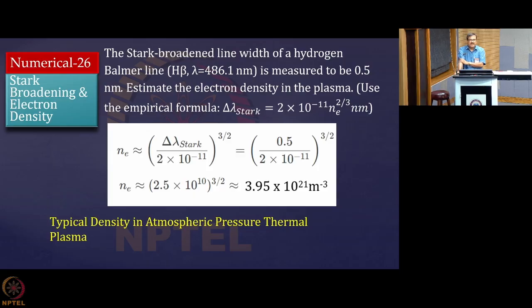Now in the case of this H beta line, the constants appear like this: the delta lambda Stark broadened, this width at half of the full maxima, is equal to 2 into 10 to the power minus 11, times Ne to the power 2 by 3. This numerical value is particular to this H beta line. So once you know delta lambda, which is 0.5 nanometer given here, you can easily find Ne just by inverting this relation. So delta lambda Stark by 2 into 10 to the power minus 11, and this 2 by 3 goes as 3 by 2 because we have inverted it. So the number density comes here to be 3.95 into 10 to the power 21 per meter cube.